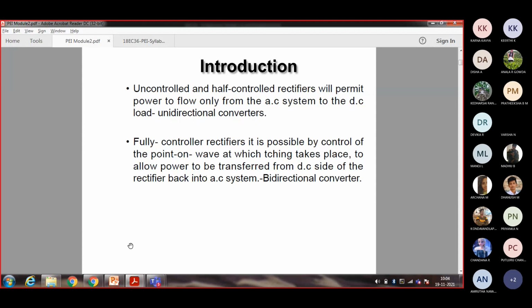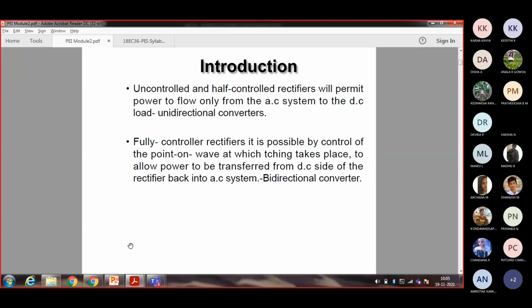Basically, uncontrolled and half controlled rectifiers will permit power to flow only from the AC system to DC load. That is a unidirectional converter. See, there are three basic classifications: uncontrolled, fully controlled, and half controlled. In uncontrolled and half controlled, only one direction is possible, that is AC to DC conversion only.